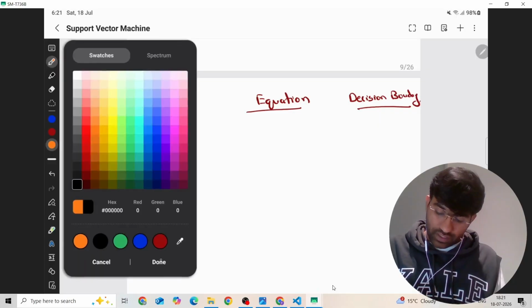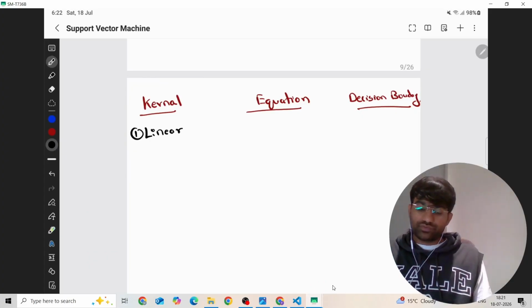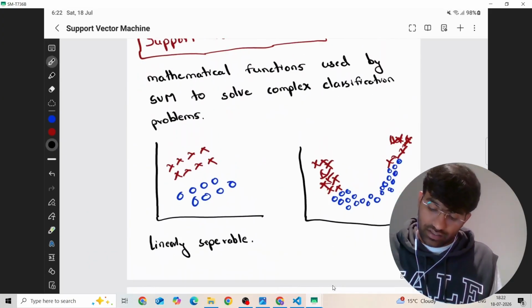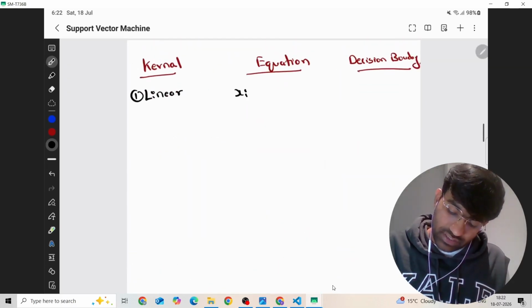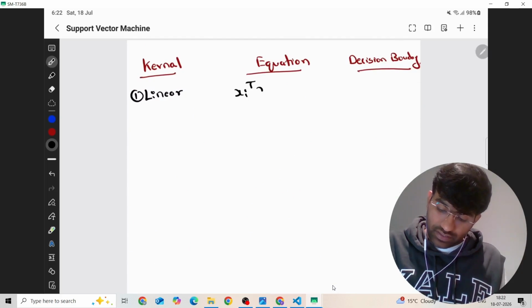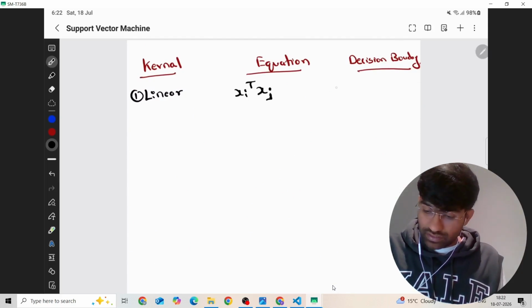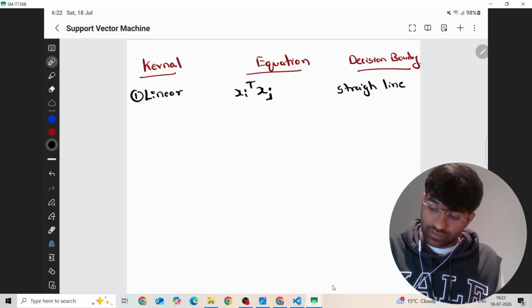First, the most popular kernel, that is the linear kernel, which we have seen here. For linearly separable data, we will have a linear kernel, and its equation is xi transpose xj. This is how our decision boundary will be: a straight line, that is the hyperplane.